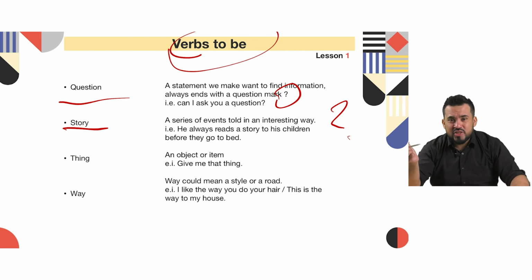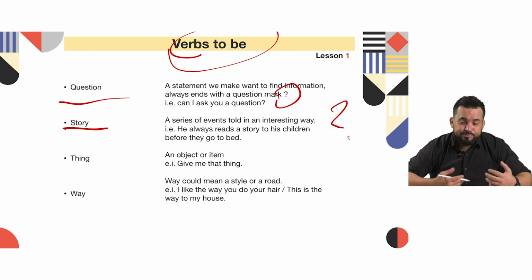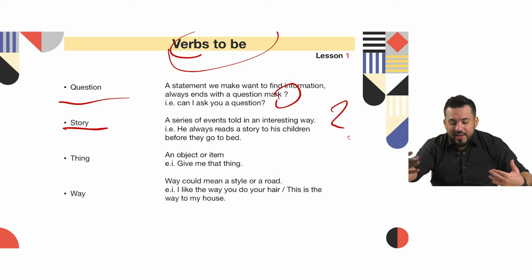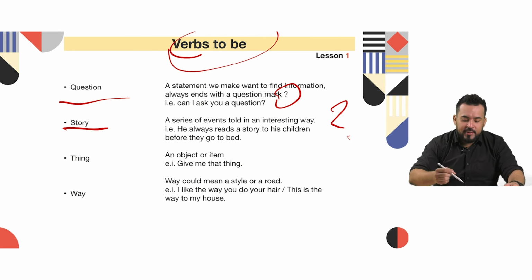A story, what is a story? A story is a series of events told in an interesting way. Like for example, he always reads a bedtime story to his children.